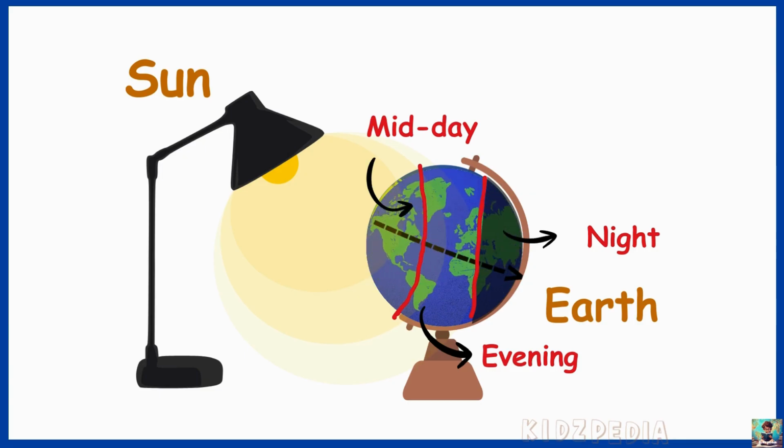That's why when we measure the longitude of a place, that is its position from east to west, we can also figure out what time it is there. We will find out how that works.